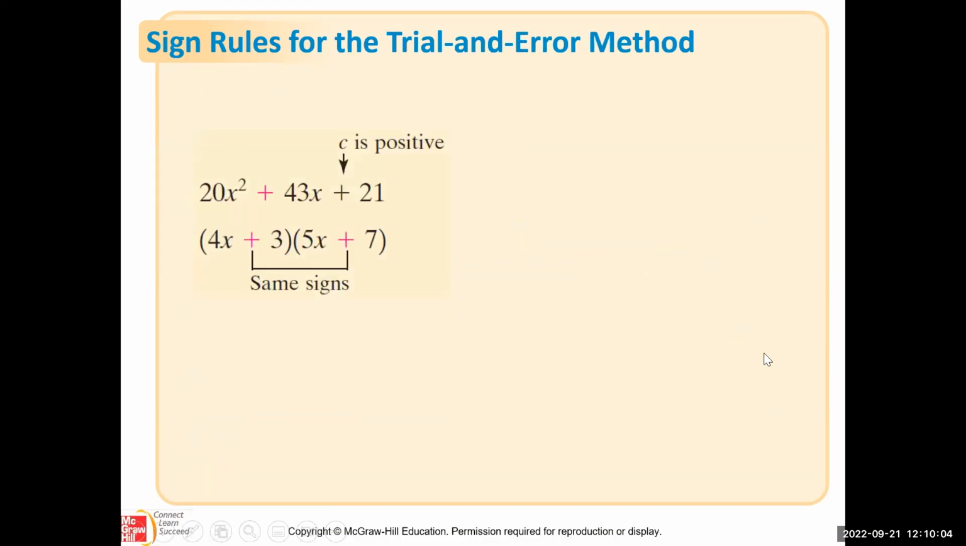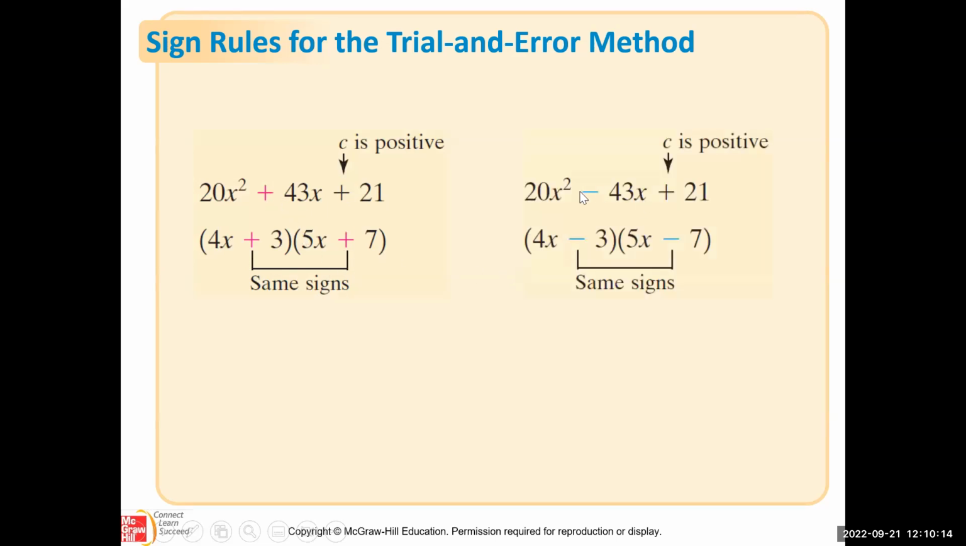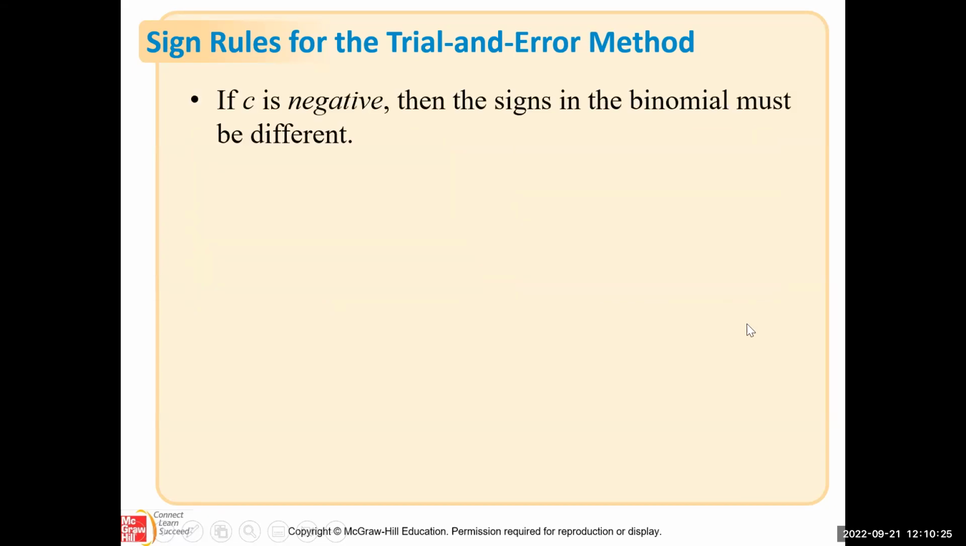Okay, there you go. So this is the example 20x squared plus 43x plus 21. C is positive and they both have the same sign simply because the 43x is positive. Here we have 20x squared minus 43x plus 21. Again, C is positive, but the signs of the binomials are the same because it's a negative 43x, so they both have to be negative.